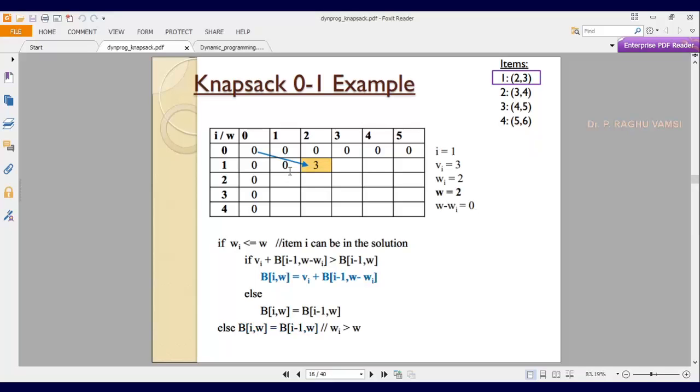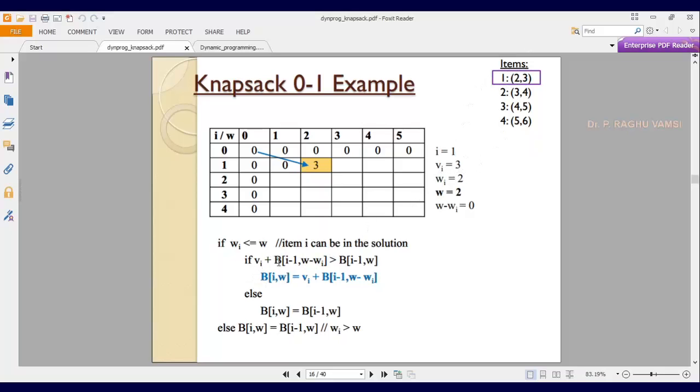Next, now the weight to be considered is 2. Now 2 is the weight, and w minus wi is 0, since 2 minus 2 is 0. So whenever this is 0, we consider whether wi is less than or equal to w, that is 2 is less than or equal to 2. The condition is successful here. The condition is true here. If the condition is true, then we are supposed to check this condition. vi, what is vi? The value of item i. vi is equal to 3.